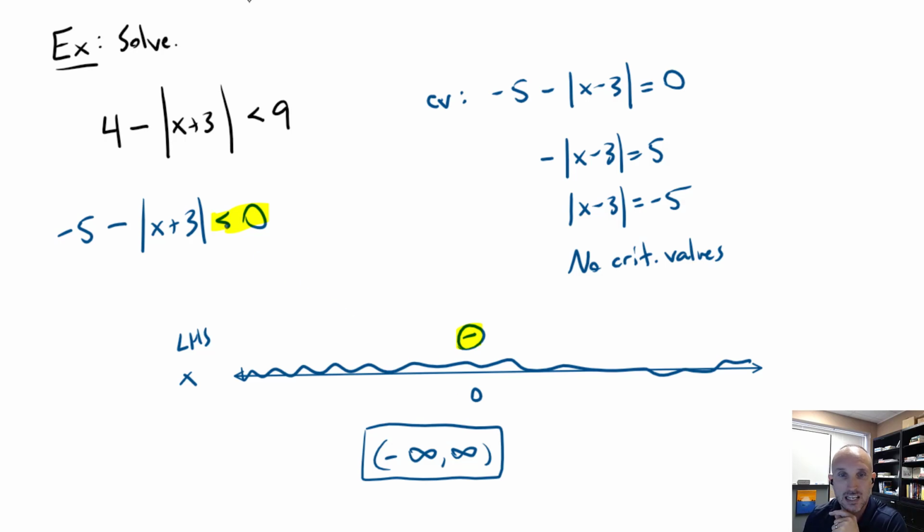So if this would have been greater than 0 and the left-hand side was always negative, we wouldn't shade anything on the number line, and we would say there is no solution to this inequality. It'd be impossible to make it true. But in this case, everything makes it true. So that's kind of odd. Thought I'd throw that in there for you.